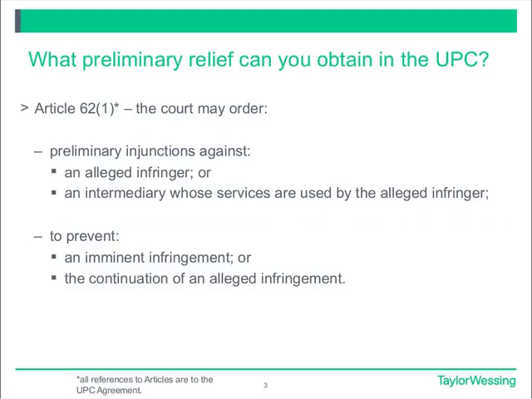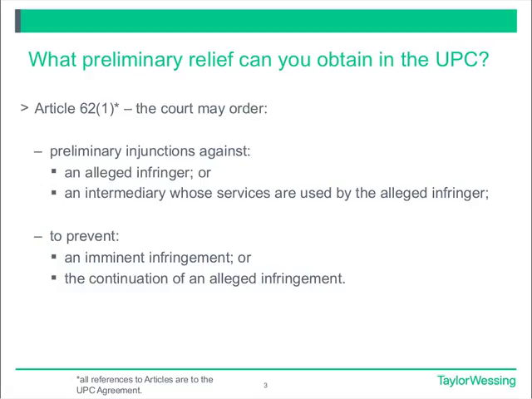So on to preliminary relief, and what can you obtain in the UPC? Well, this is all governed by Article 62, that's the headline provision in the UPC agreement. That says you can have a preliminary injunction against an alleged infringer to prevent an imminent infringement or the continuation of an alleged infringement. So the infringement may have started already, in which case you want to stop it, or you can have it on what's known as the quia timet basis, which is where you've got evidence that the infringement is about to happen, you can stop it before it happens.